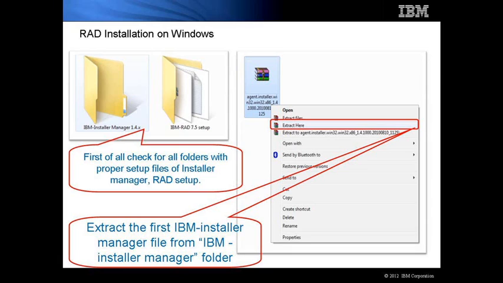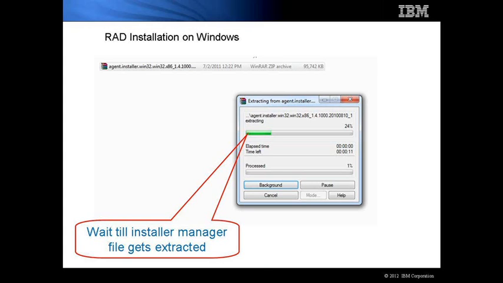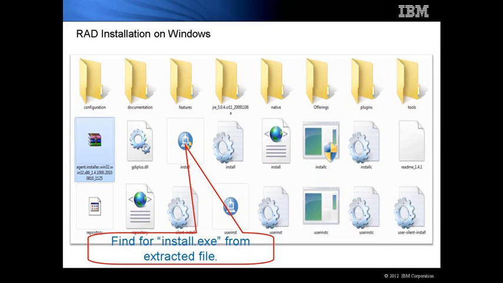Okay, in the Installation Manager folder there is a zip file available, that is the agent installer. To perform the installation we need to extract it, so I right click and select extract. Now once the agent installer is extracted, it is structured like this, with some folders and some files.